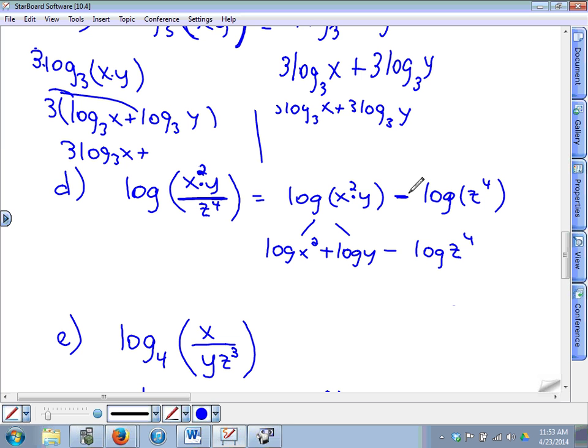Now we're just about done. Just got to move the exponents in the front. So this is 2 log x plus log y minus 4 log z.